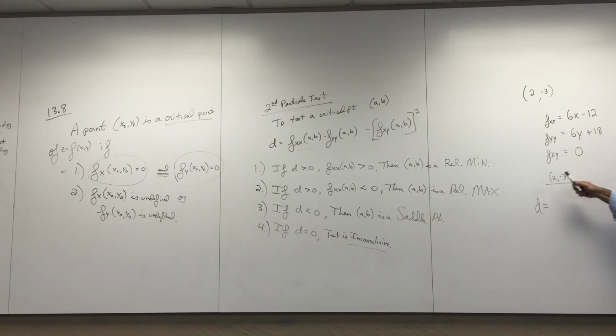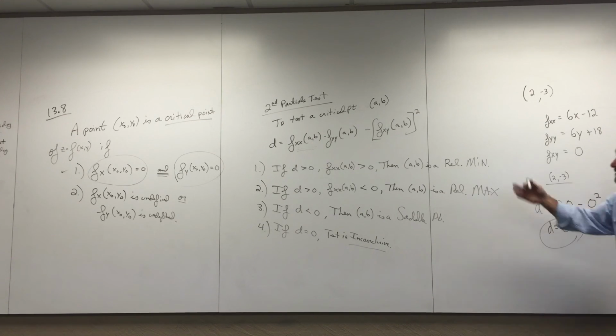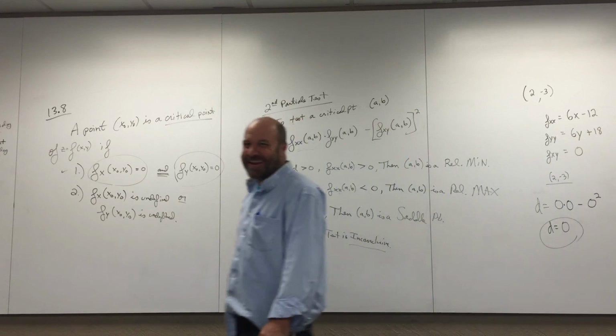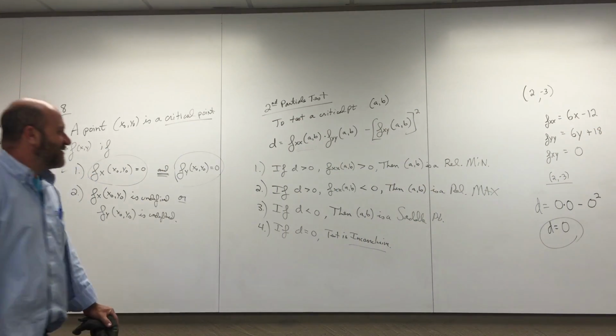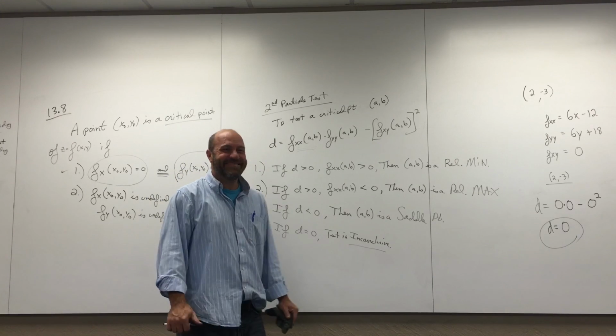What I'm going to do is stick that point into these places. 2, -3 stuck into this fxx, that's a 12. And for the -3 stuck into this, I think that's a 0. And then I'm subtracting 0 squared. Anyway, so I guess what I get? D is 0, which means what? Inconclusive. Well, it doesn't happen too often, but it happened that time.